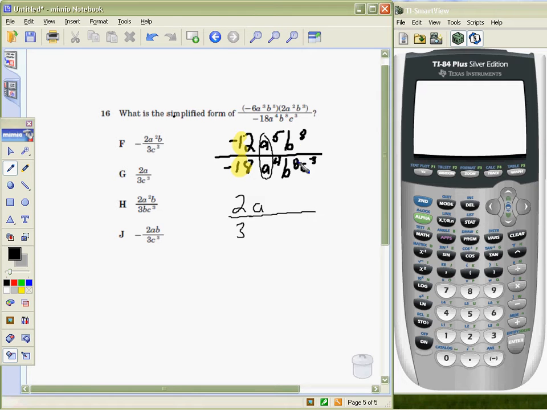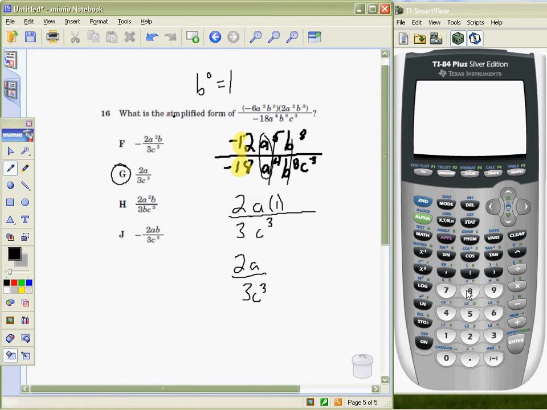b to the 8 minus 8, well, 8 minus 8 is 0, and b to the 0 is just 1. So I really don't have to put anything there since it's being multiplied. If I wanted to, I could put times 1 there, but when I simplify again, it's going to go away. So that's gone, and now c to the 3rd stays on the bottom, and 2a times 1 is just 2a over 3c to the 3rd. So my answer is G.